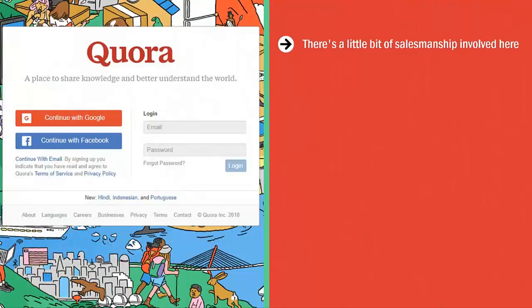There's a little bit of salesmanship involved here. Your answer has to draw them into your link. Your answer has to create some sort of urgency in the mind of the reader to make them want to click on your resource link to end up on your website.